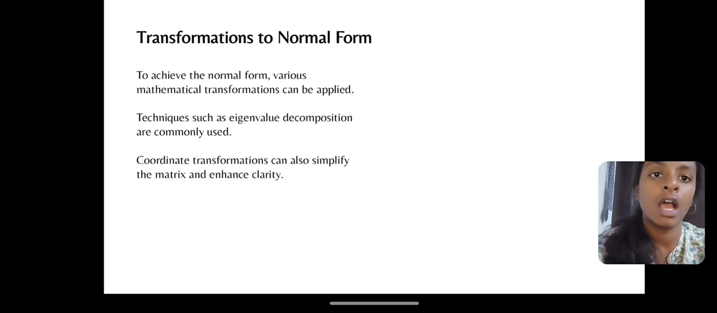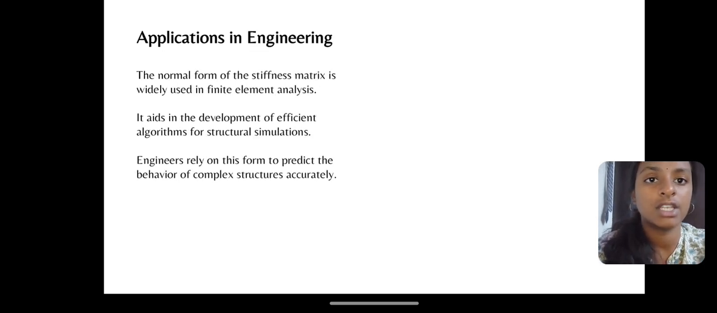Transformations to normal form. The given matrix can be transformed into normal form with various transformations. Techniques such as eigenvalue decomposition are commonly used. Coordinate transformations can also simplify the matrix and enhance clarity. Applications in engineering. The normal form of stiffness matrix is widely used in finite element analysis. It aids in the development of efficient algorithms for structural simulations. Engineers rely on this form to predict the behavior of complex structures accurately.